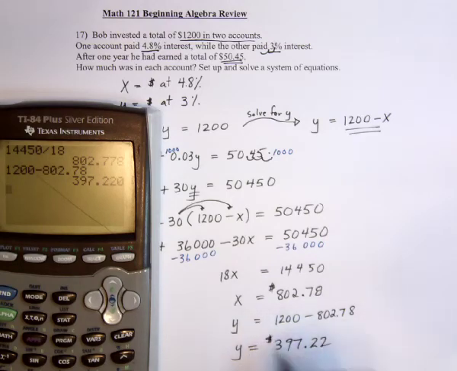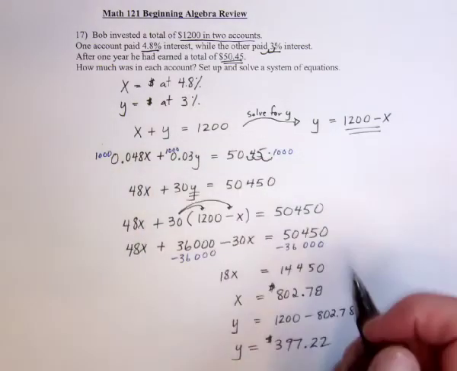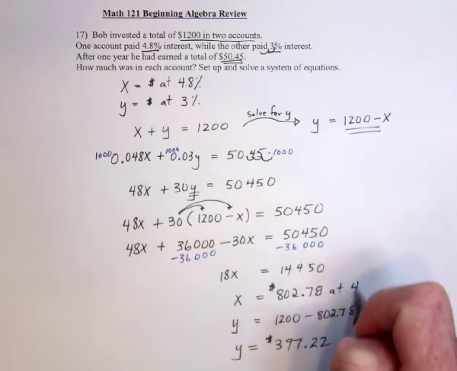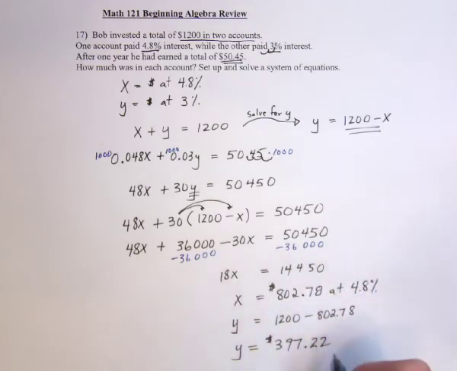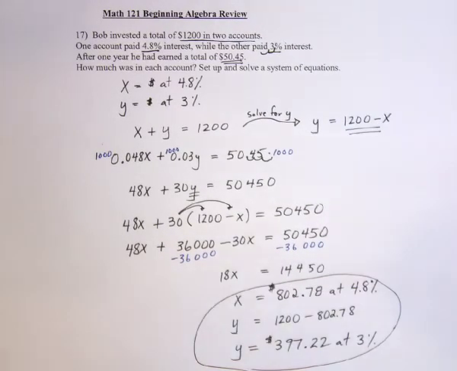$397.22. And then finally, I just label my answers. X is the 4.8%, so at 4.8%. And the Y is the one at 3%. Good job, Bob.